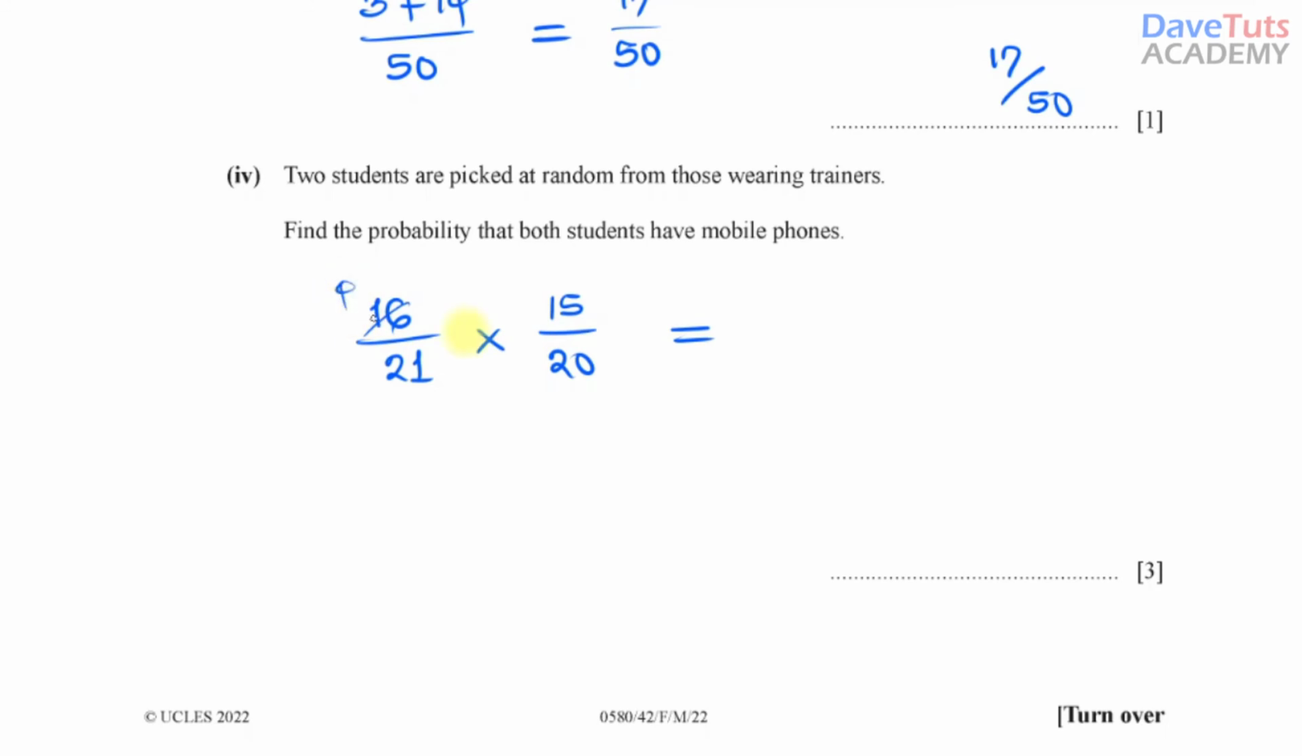And we can cut 4 here, 4, 4 here 5, 5 here 3, 5 here 1, 3 here 1, and 3 in 21 is 7. So this will be 4 times 1, that is 4, 7 times 1, that is 7. So 4 over 7 is going to be the probability that both students who are picked at random from those wearing trainers have mobile phones. And with that, we've answered this question on probability and will be good and fine.